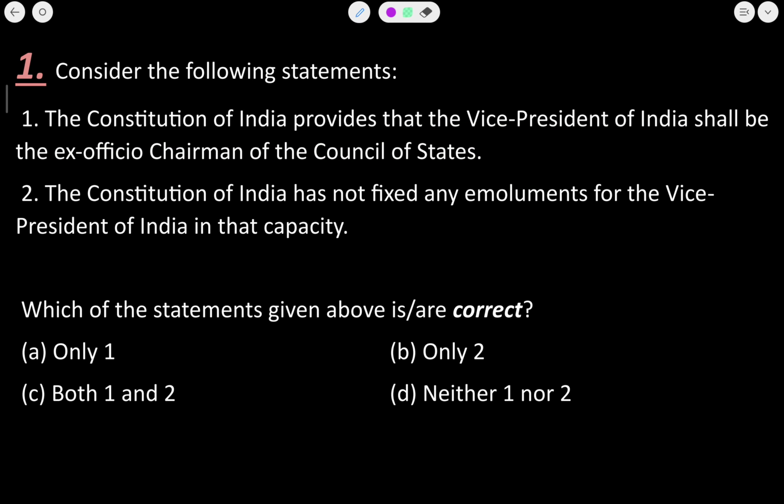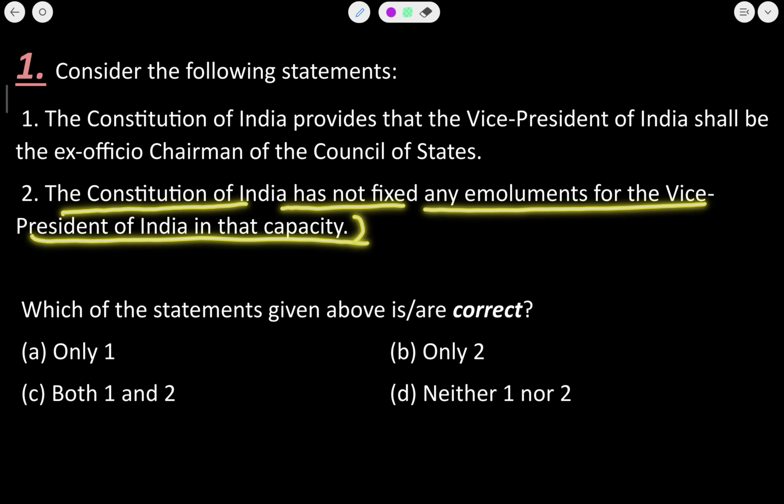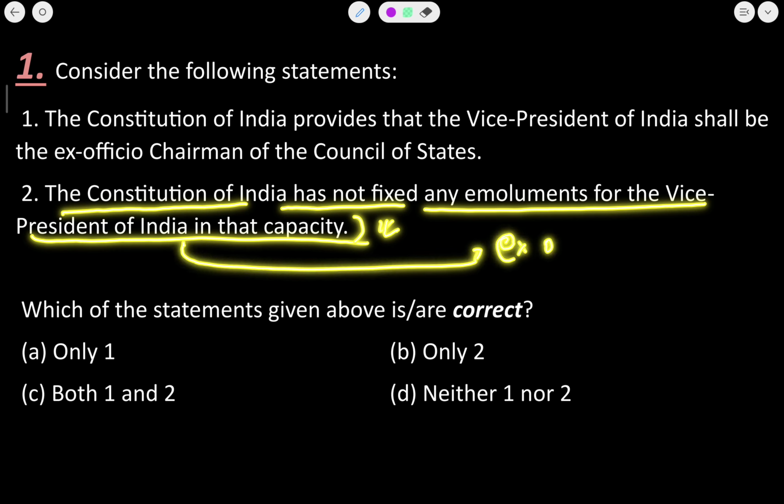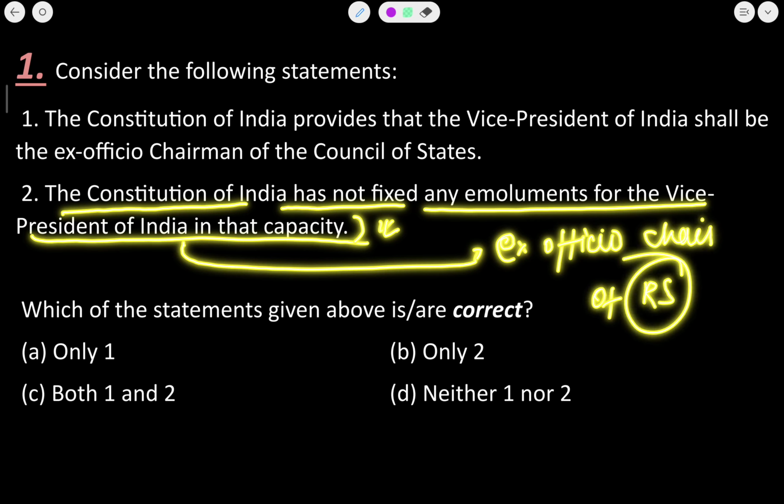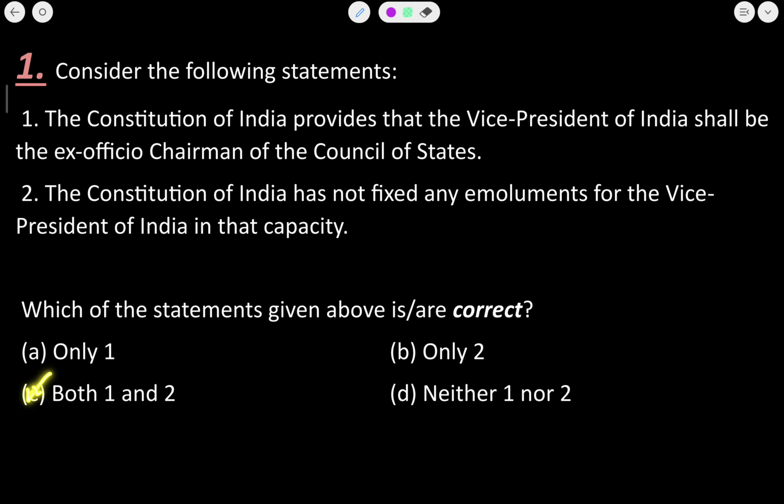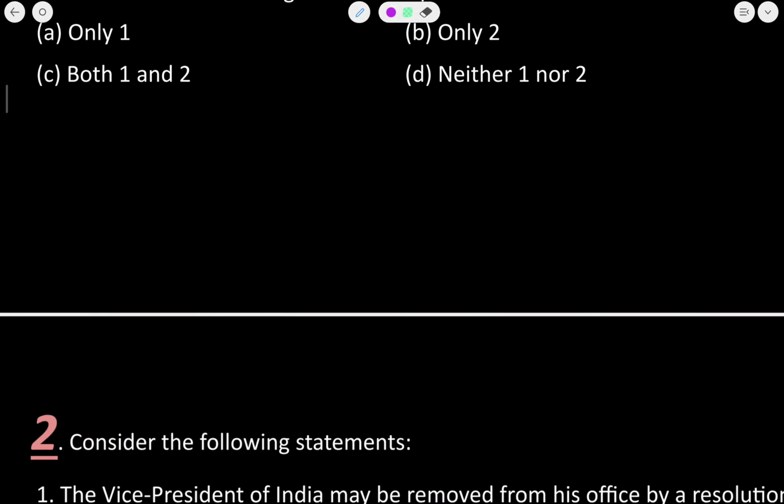Now, the second thing is the Constitution of India has not fixed any emoluments for the Vice President of India in that capacity. The statement is absolutely true. The Vice President gets the salary and emoluments as the ex officio chairman of Rajya Sabha. ठीक है. I hope that this point is clear now. One का correct answer would be both 1 and 2.